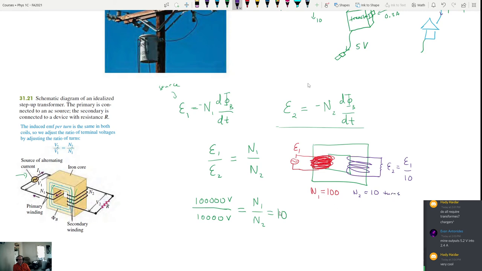Did I get that right? Let's see. 100,000 divided by 10,000 is 10. So N1 over N2 needs to be 10, and 100 divided by 10, yeah, it works out right.